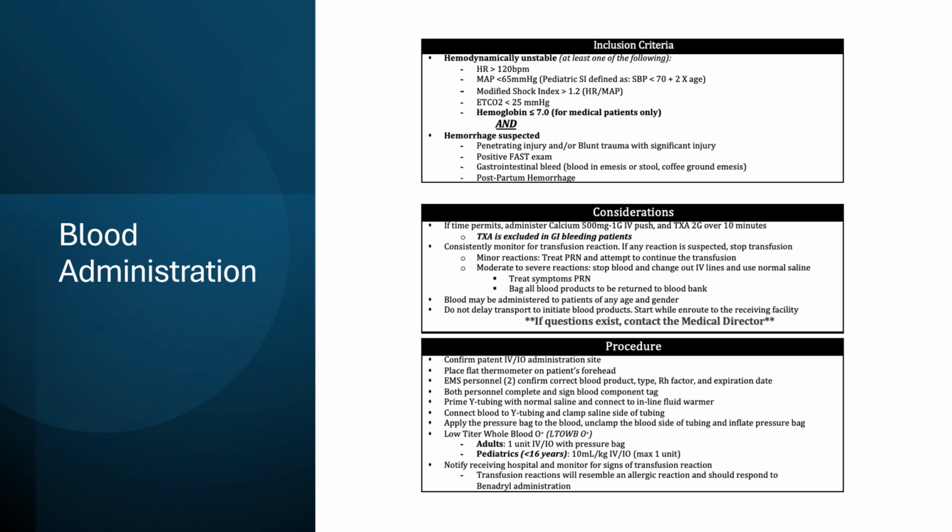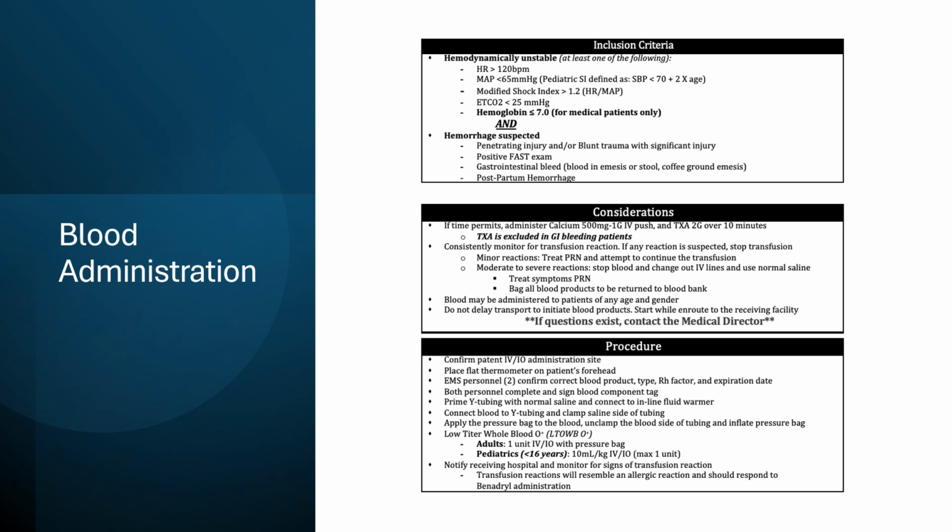But if they're suspected to be bleeding, they could have a heart rate greater than 120 and that'd be their only criteria. Okay. If you think they're bleeding that much, give the blood. MAP less than 65, or they meet the pediatric criteria of a low MAP.